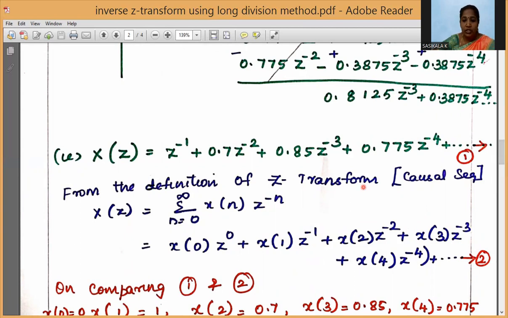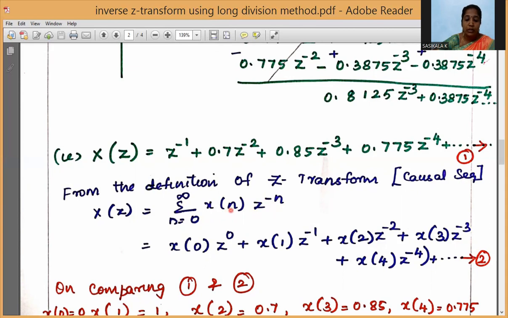So we know the definition of Z transform. Causal sequence means, already I have told you, causal sequence means positive sequence. For n greater than or equal to 0 will come under positive sequence or causal sequence. So the definition of Z transform is x of z is equal to summation n varies from minus infinity to infinity x of n into z power minus n. Since it is a causal sequence, your n is varying from 0 to infinity. So that's why I have put n varies from 0 to infinity x of n into z power minus n for causal sequence. Now expand this value.